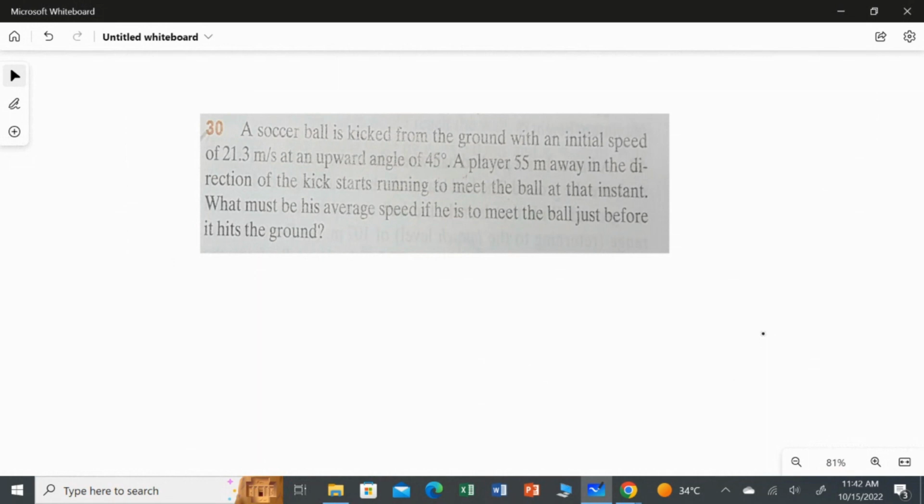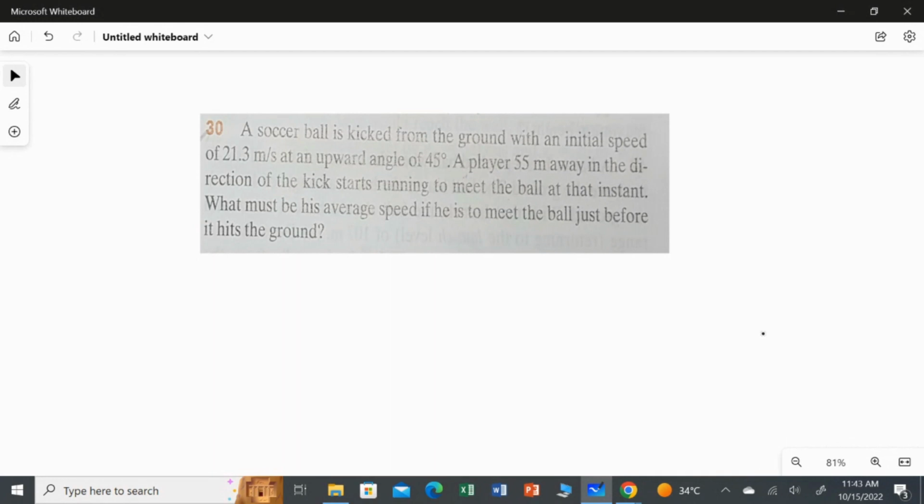So opposite to the player, another player was exactly 55 meters away from the point of kick, and he is going to take that ball. So once the first player starts kicking the ball, the second player at a distance of 55 meter is going to take that ball. So for that, he has to come in some particular time. Am I right? So that means the kicking part, the parabolic time, is exactly equal to the time the second player is going to take the ball. What must be his average speed if he is to meet the ball just before it hits the ground?